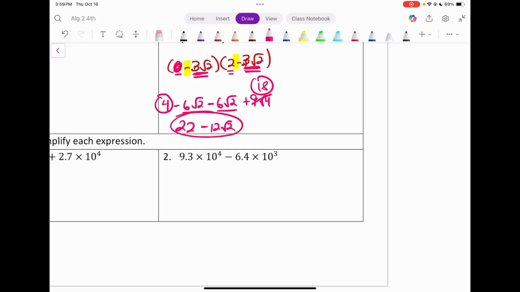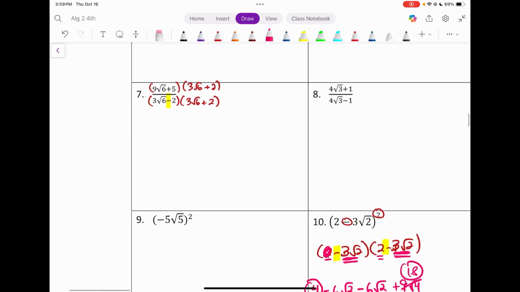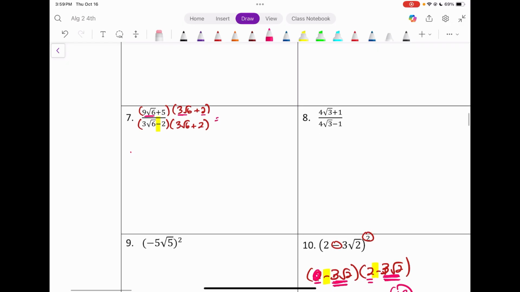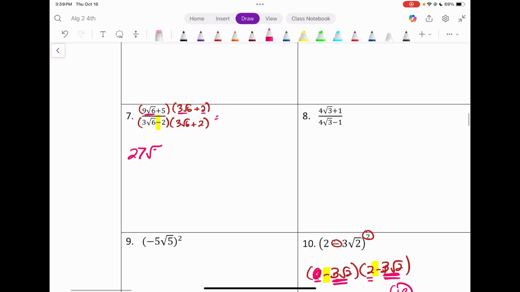So we're going to do the exact same thing on this last problem. We're going to multiply top and bottom by 3 root 6 plus 2. We'll do the top first because it's going to be a little bit trickier. So we're going to do 9 root 6 times both of these. 9 root 6 times 3 root 6 would be 27. 9 times 3. And then root 6 times root 6 would be root 36. Now, I'd like for you to get into a habit of instead of putting root 36, you just go ahead and do, that's 6. So 27 times 6.